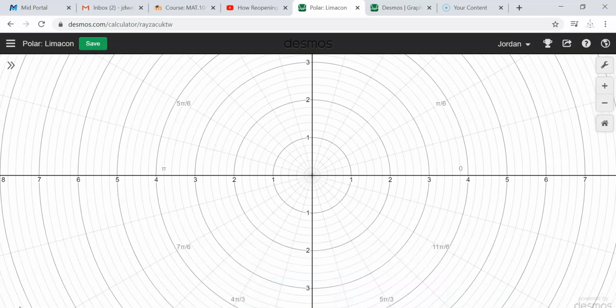In the next video, we'll do equation to equation conversions, and we'll use the same conversion techniques.